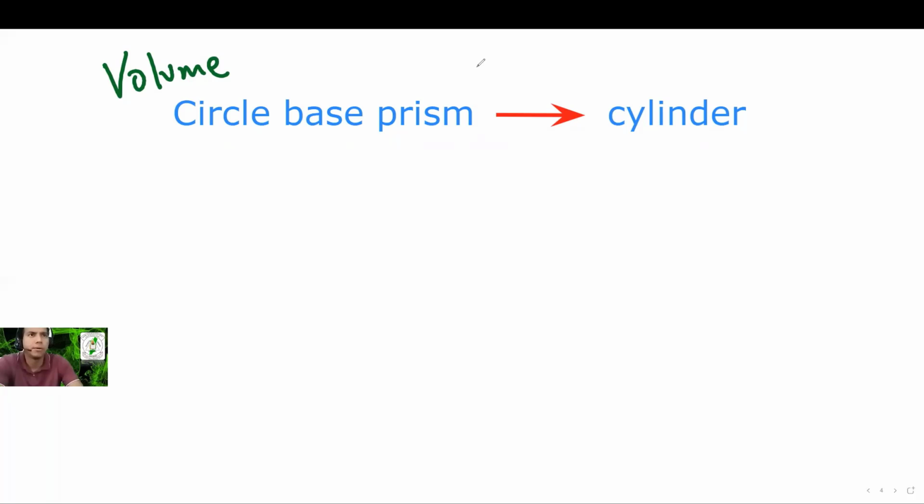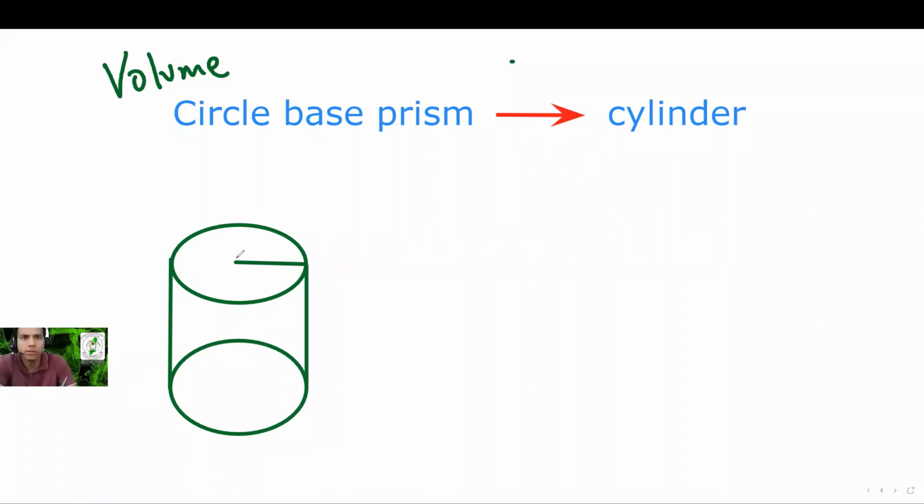Now, the volume of circle-based prisms, in this case, is considered to be a cylinder. All right, very important. So let's get the circular object. In this case, the radius, let's say this is 20 meters. The height, let's call that 33 meters. For the volume of a cylinder, we have to consider the area of the circle. The area of the circle is pi radius squared. So then we need to multiply it by the height.